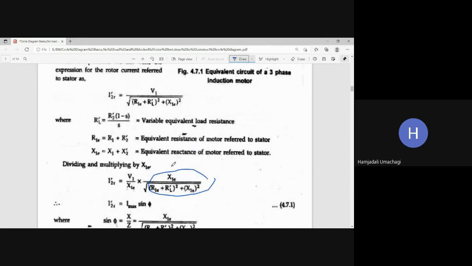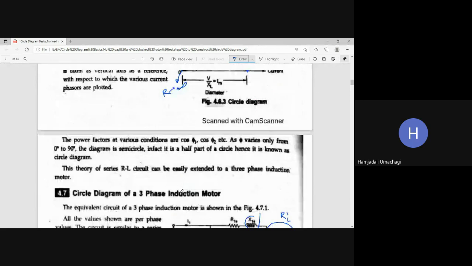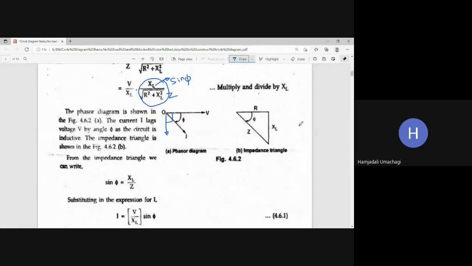By doing this, we are going to get this kind of expression. Now we are going to separate this whole equation, and I can write this as V1 by X1E. But we know that X by Z, using the power triangle, where this is X and this is impedance Z. From the power triangle, sin phi is equal to the opposite side divided by the hypotenuse. Sin phi is equal to XL by Z. So the same thing we are now going to apply here.